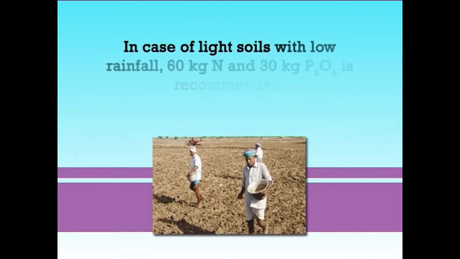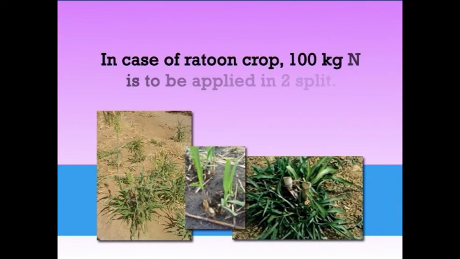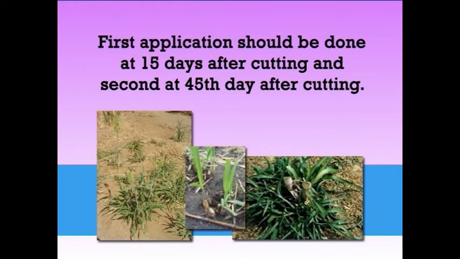In case of light soil with low rainfall, 60 kg nitrogen and 30 kg P2O5 is recommended. In case of ratoon crop, 100 kg nitrogen is to be applied in 2 splits. First application should be done at 15 days after cutting and second at 45th day after cutting.